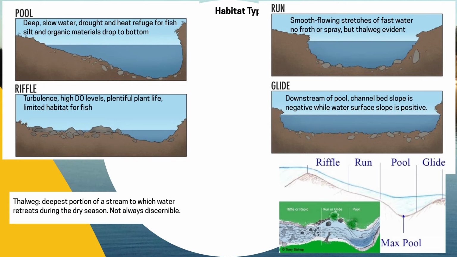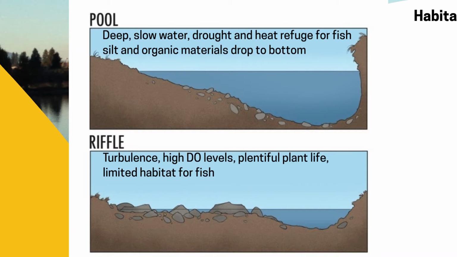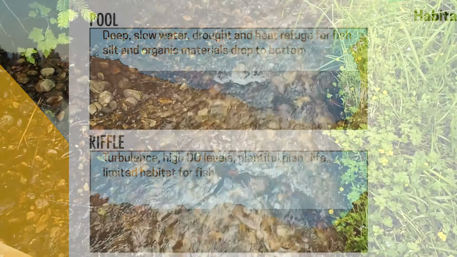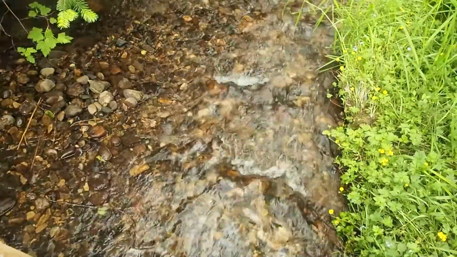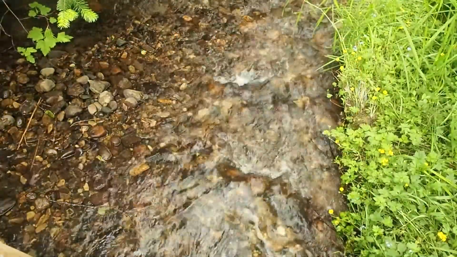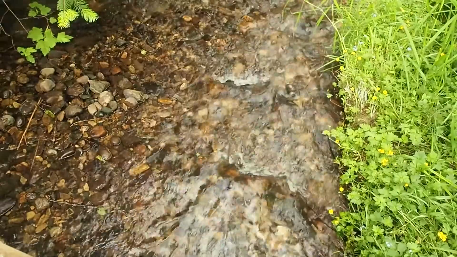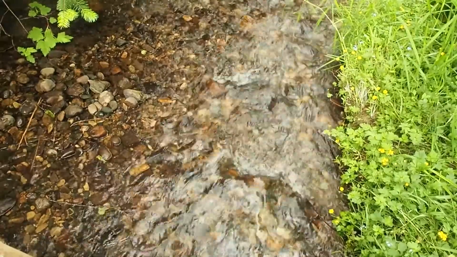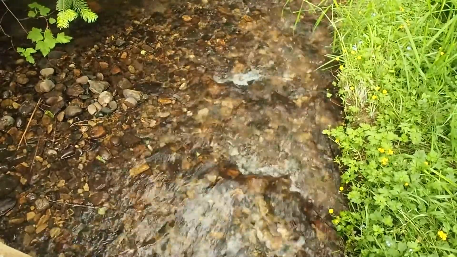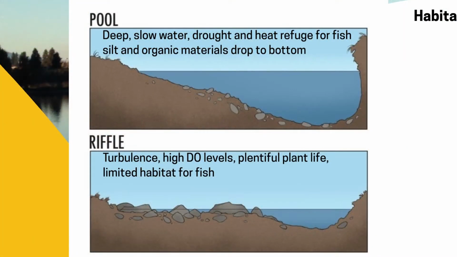A riffle is a more shallow, turbulent area of the stream where rocks protruding to or near the surface cause a lot of aeration and random movement of the flow. Often there is no thalweg present or evident. These areas often have high dissolved oxygen concentrations but offer little good fish habitat. Many of the aquatic macroinvertebrates like riffles for both of these reasons.